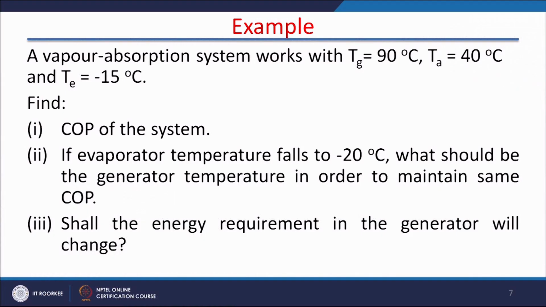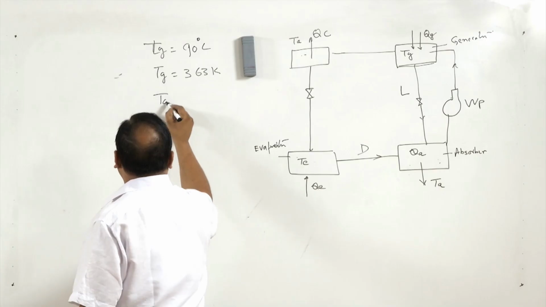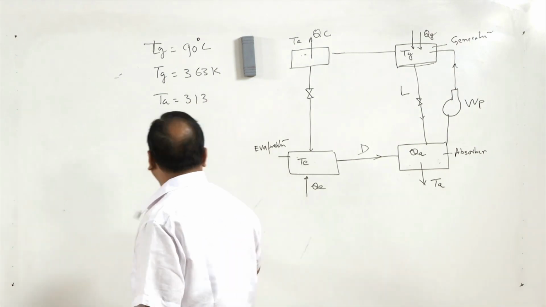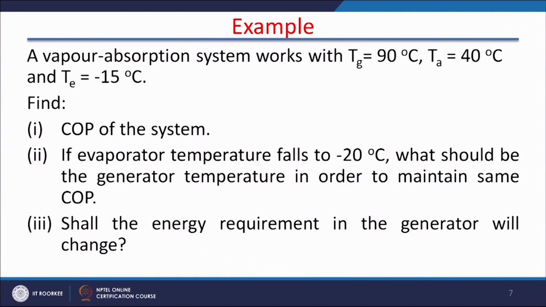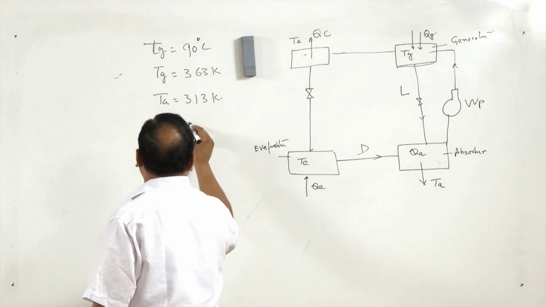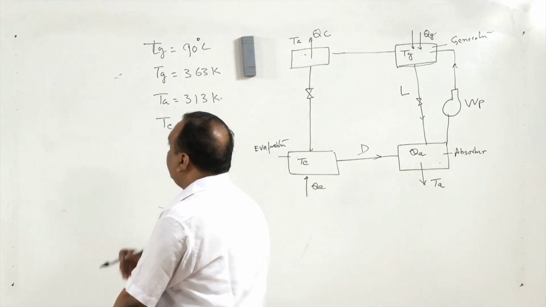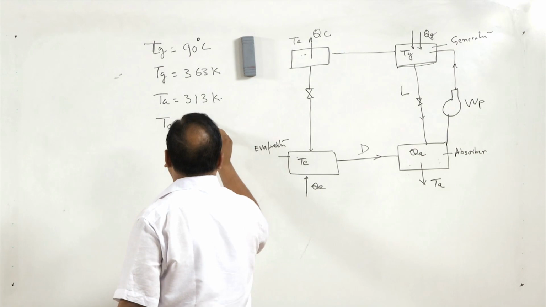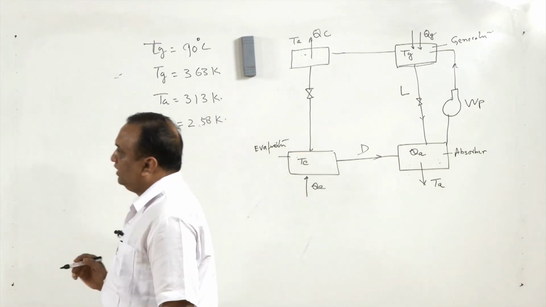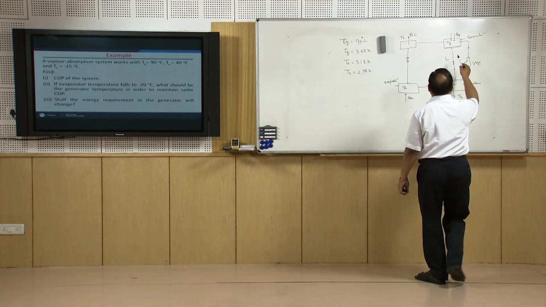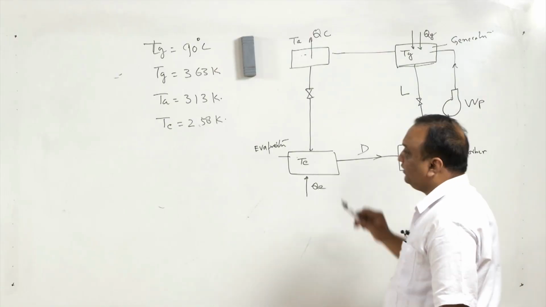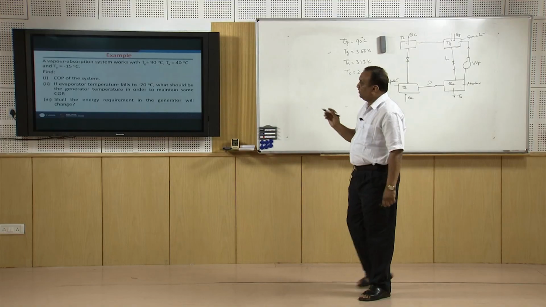Now, TA is 40 degree centigrade, so absolute temperature TA is 313 Kelvin. And evaporator temperature is minus 15, so 273 minus 15 is 258 Kelvin. Now, we have temperature here 90 degree centigrade, this temperature is 40 degree centigrade and this temperature is minus 15 degree centigrade.